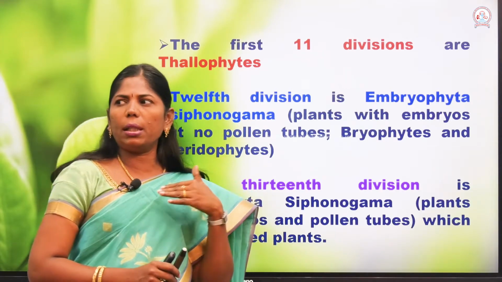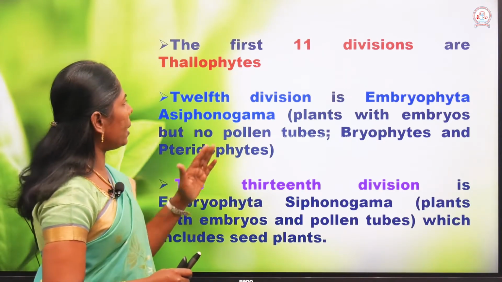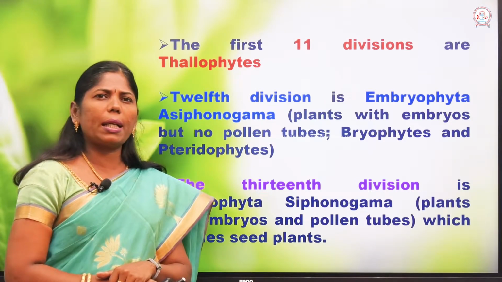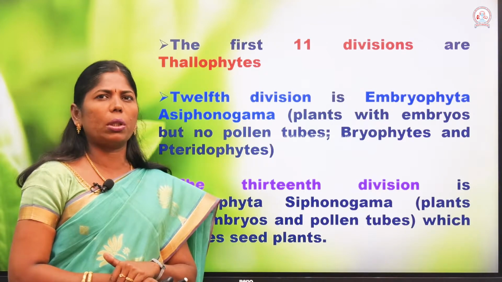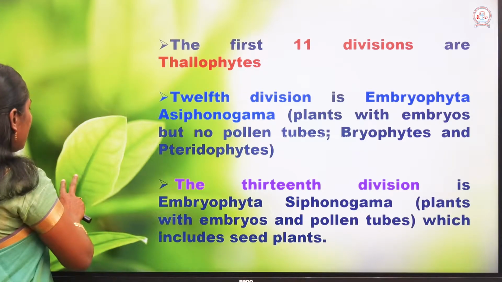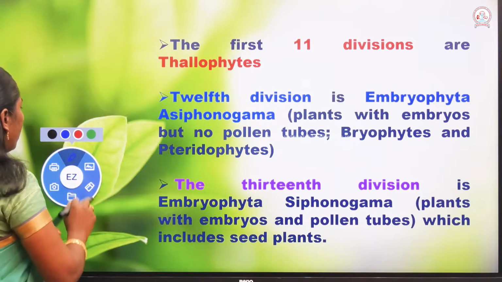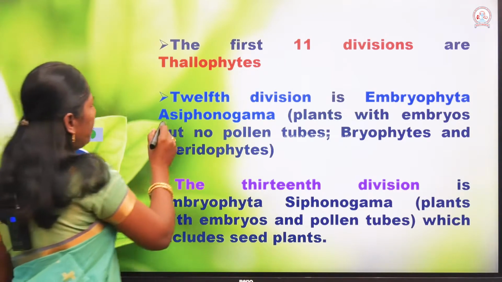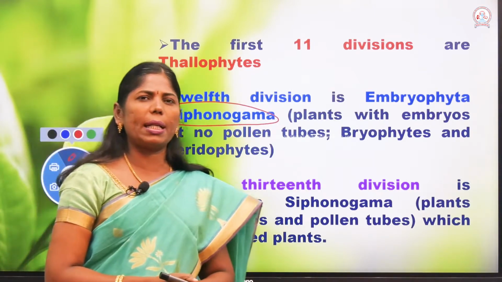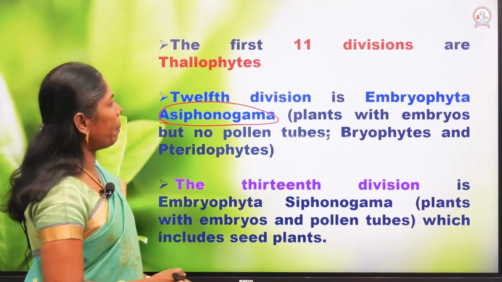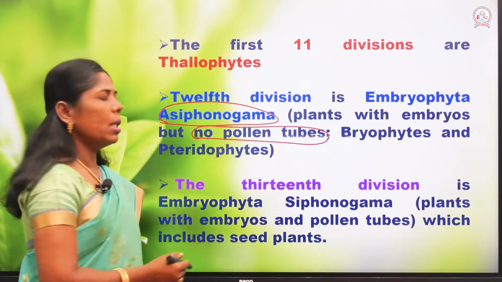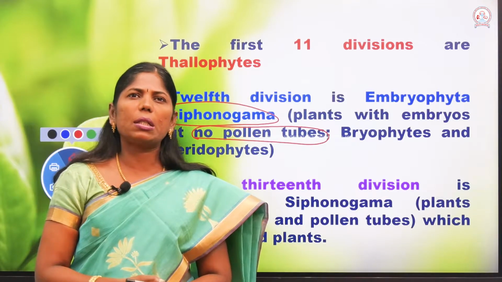Next, the 12th division, embryophyta அப்படினு நம்ம சொல்றோம். Embryophyta has an embryo. It is called Asiphonogama. Siphonogama means pollen tube, but இங்க pollen tube கிடையாது, they are absent. That is called Asiphonogama. So these are plants with embryo but no pollen tube. Examples are bryophytes and pteridophytes.